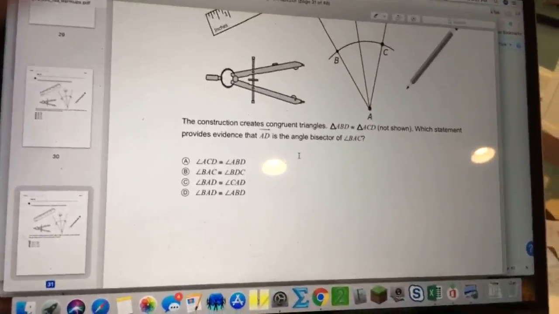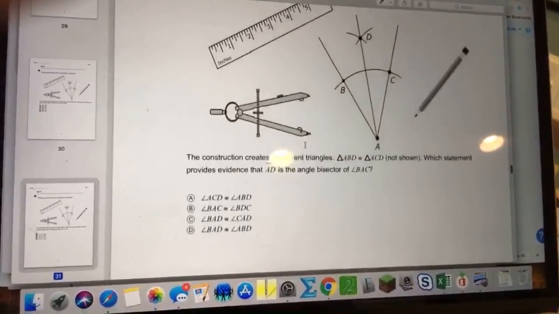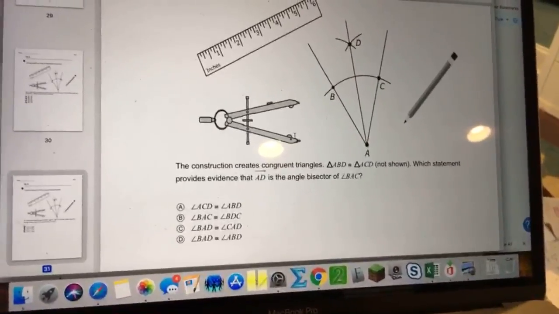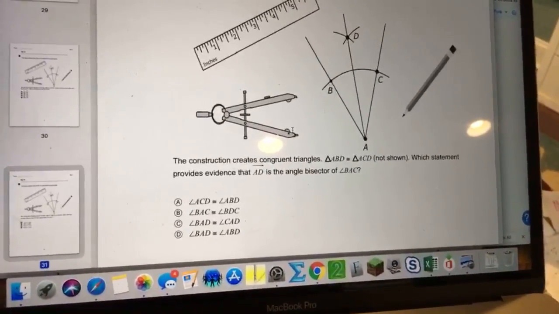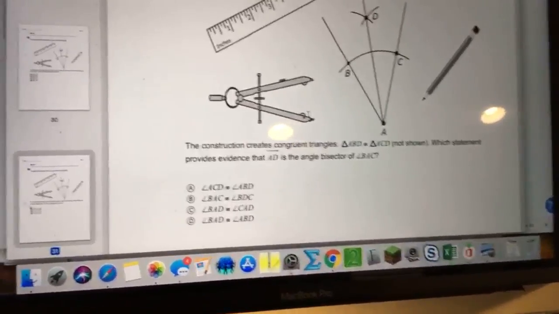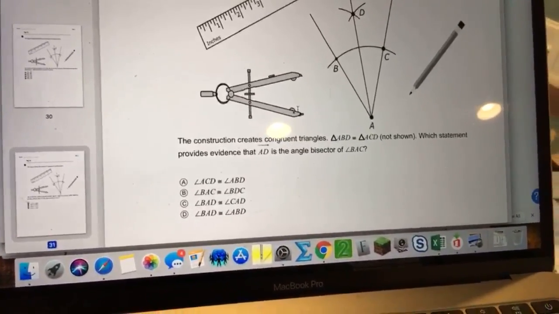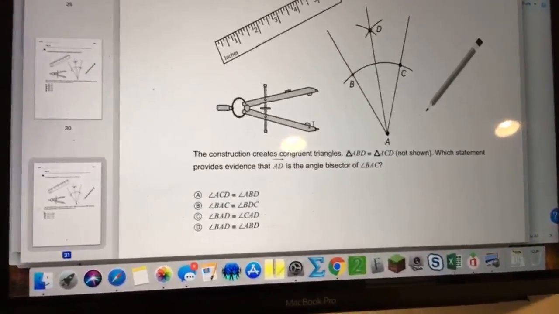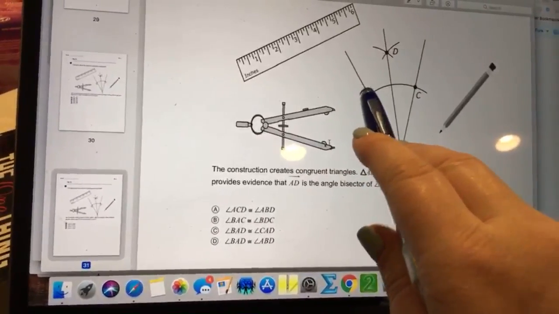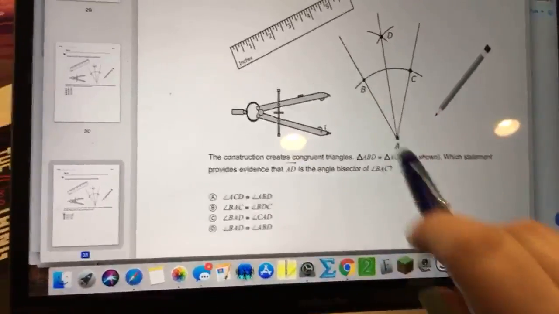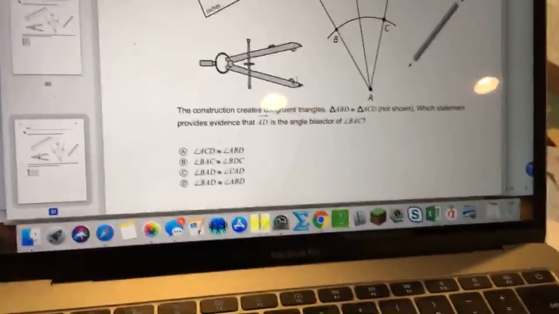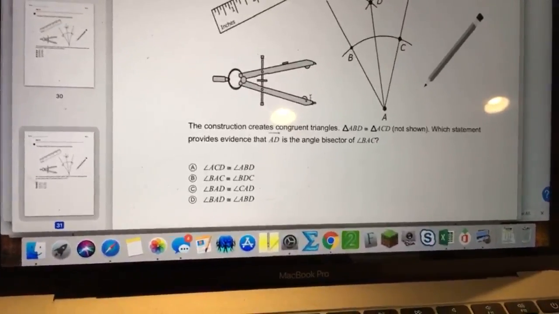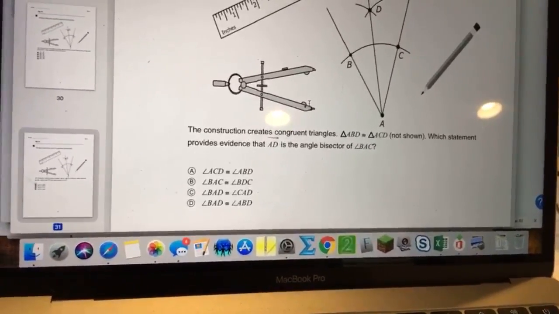So this construction creates congruent triangles. ABD is congruent to ACD, not shown. Which statement provides evidence that AD is the angle bisector of BAC? Well, an angle bisector is going to create two congruent triangles, right? And if AD is the bisector, then angle BAD and angle CAD are going to have to be congruent, which is answer choice C. Does that make sense?